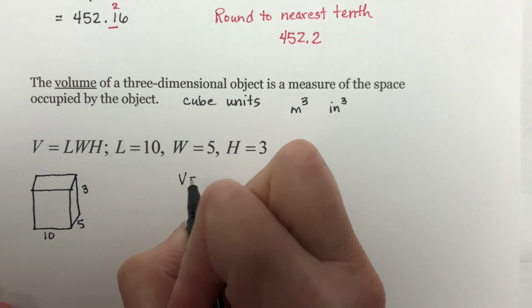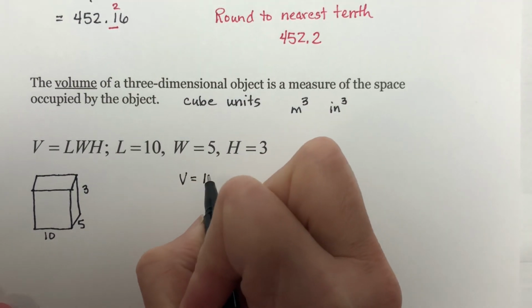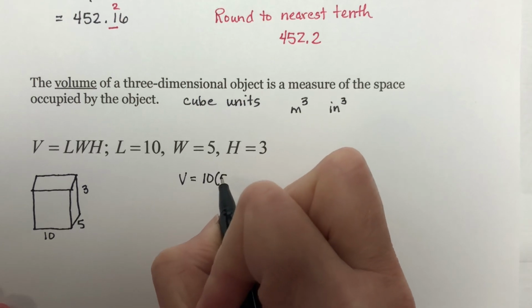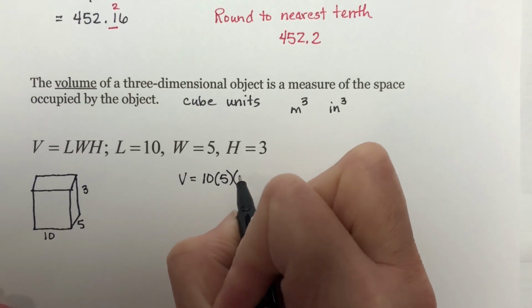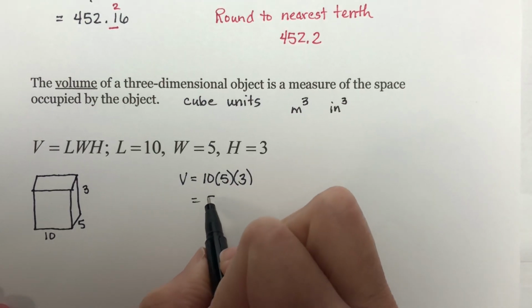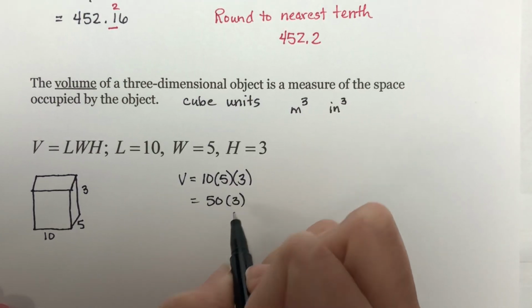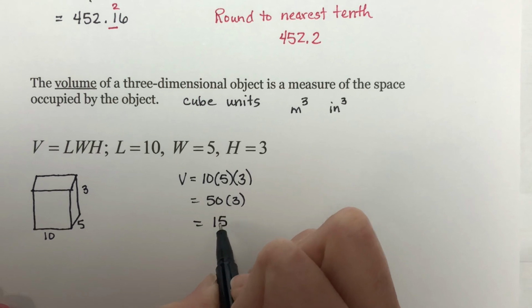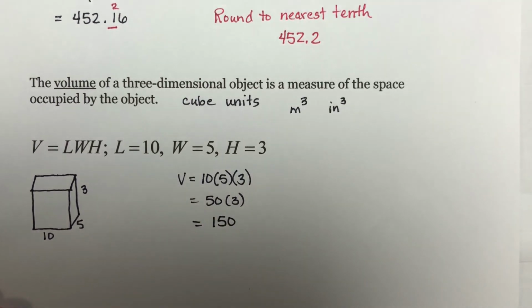The volume is the length times the width times the height. 10 times 5 is 50, times 3 is 150. So the volume of this particular box would be 150 cubic units. So whatever they gave to you, that's what it would be.